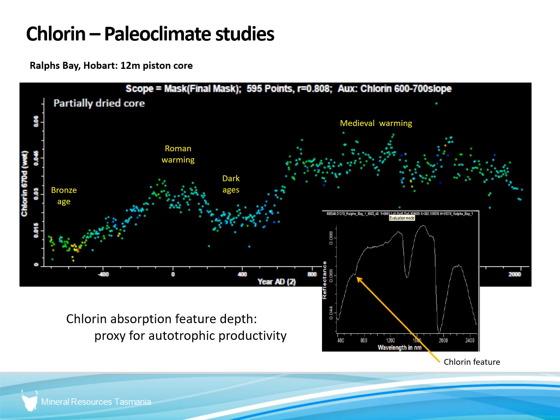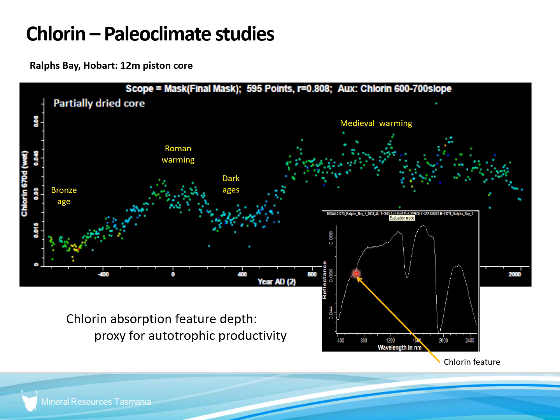I think this is the final one now. This is looking at this tiny little spectral feature here, which is the leftover of chlorophyll. It turns into something called chlorin, and chlorin has a spectral characteristic here. So the magnitude of that feature, or the depth of it, is going to tell you how much chlorin, and maybe how much chlorophyll there was laid down at the time.